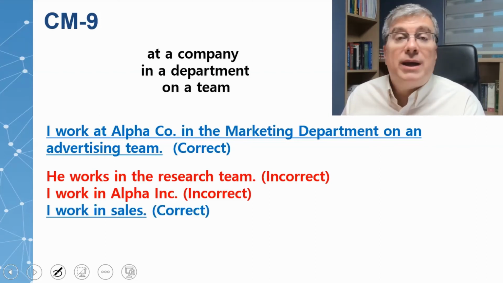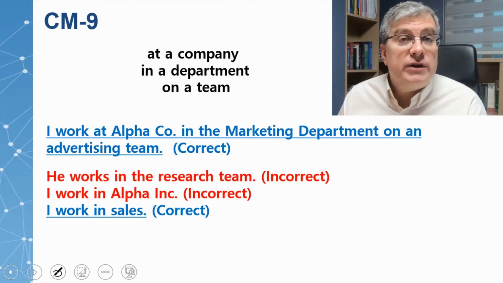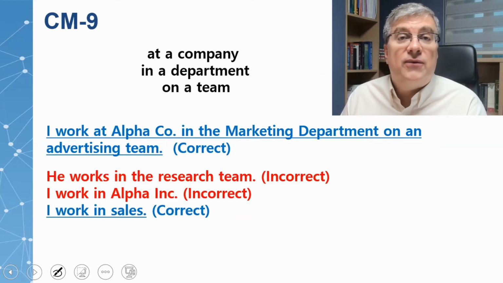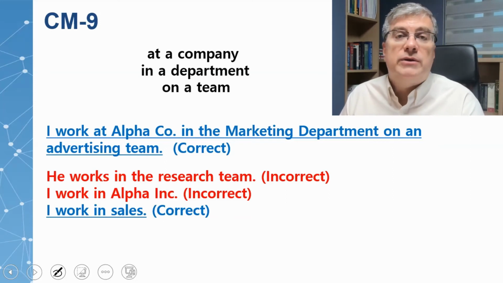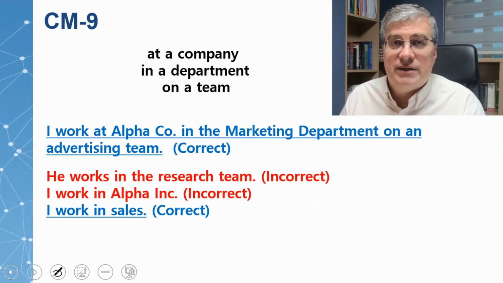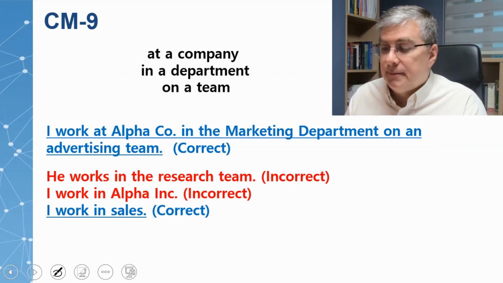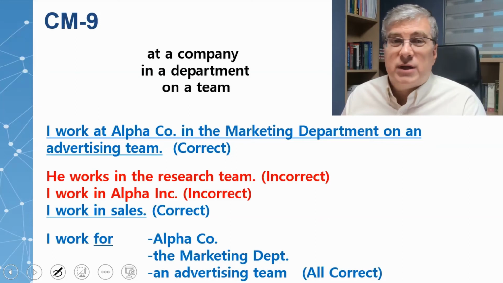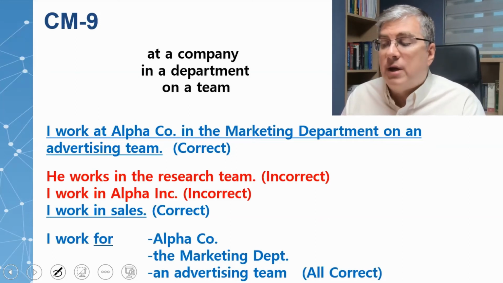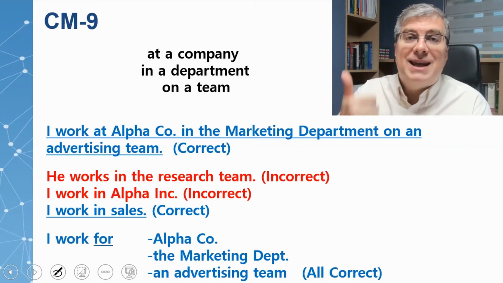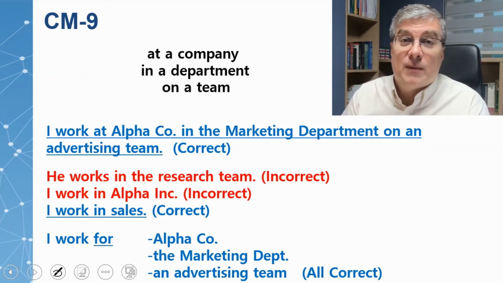You can say I work in sales. Now this is a little bit different. If you're describing the field in which you work, I work in sales, I work in computer programming, I work in information technology, sure, people will use "in." I work in sales, I work in advertising, for example. You can also, as I said before, use "for" for all of these. I work for Alpha Company, for the marketing department, for an advertising team. Those are all correct. But usually we would say you work at a company, in a department, on a team. Okay, good.